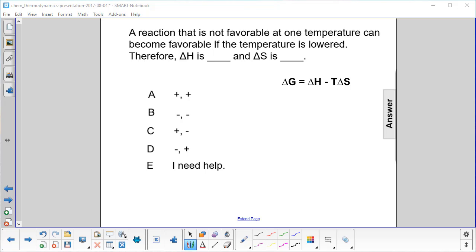A reaction that is not favorable at one temperature can become favorable if the temperature is lowered. Therefore, what are the values of delta H and delta S? Well, let's just put down here to remind us, delta G less than 0, favorable. But we started off as non-favorable, which means this term here, we have a very high temperature. Let's assume we have a very high temperature, so this is the dominant term.